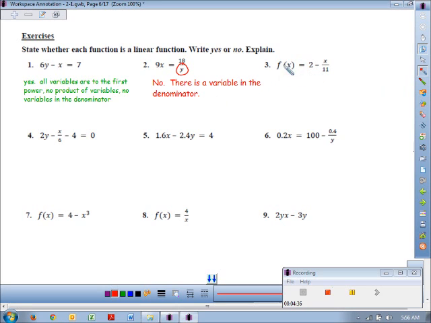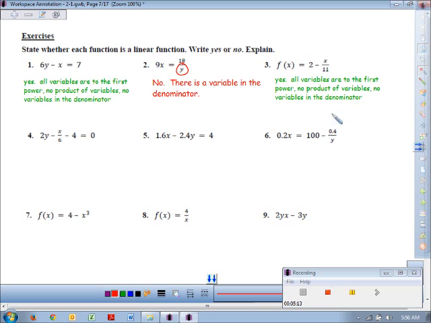Next one, we got f of x equals 2 minus x over 11. All variables are to the first power. And there's no product of variables. Remember, this is just y right here. You got y equals, so it's not a product of variables. And then finally, there are no variables in the denominator, so boom. Yes, that is a function for the reason that we've been stating. It's the same reason each time. All variables are the first power, no product of variables, and no variables in the denominator.